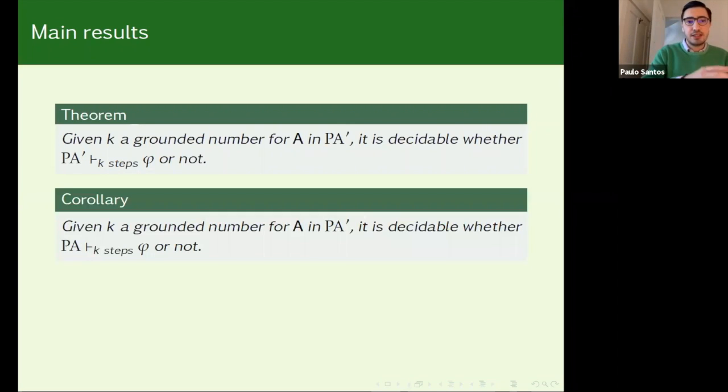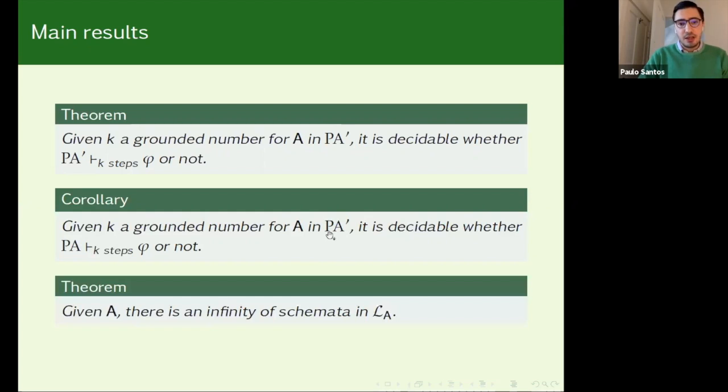Using the fact that k-provability in PA and PA prime are equivalent, one obtains this consequence, namely that given k a grounded number for A in PA prime, k-provability now for PA and not PA prime is decidable. And these numbers are being obtained not from PA, but from PA prime.